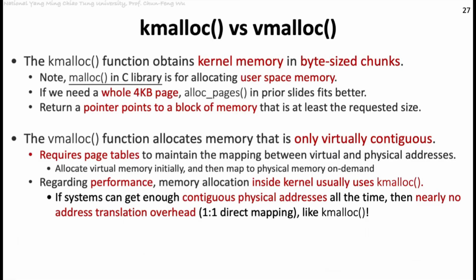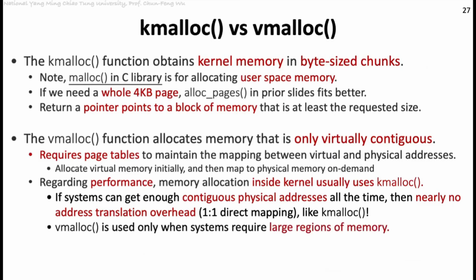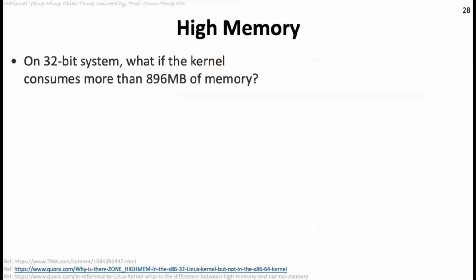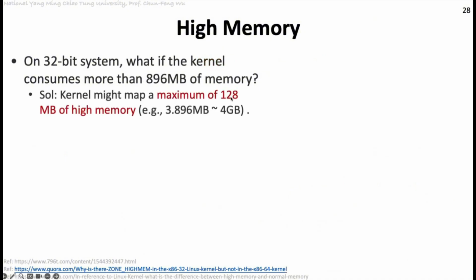Because the kernel uses the top 1 GB of the memory address space, no matter which user process, they will allocate their top 1 GB for the kernel, and this is quite important. So why is it important here? Let me show you. On a 32-bit system, what if the kernel consumes more than 896 megabytes of memory?